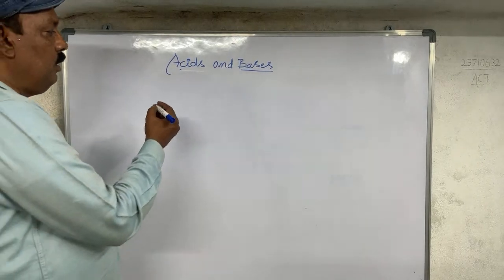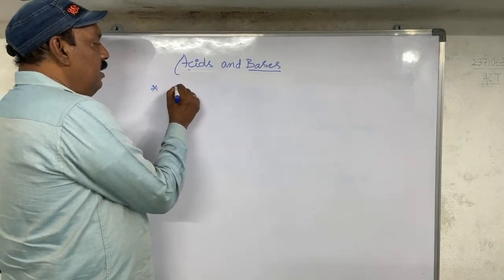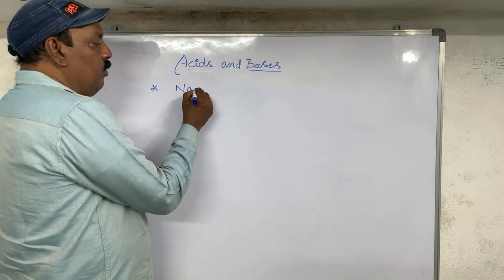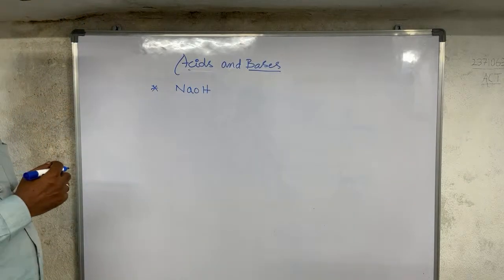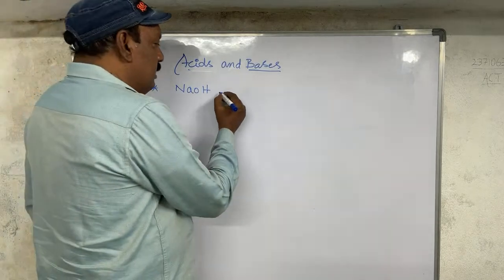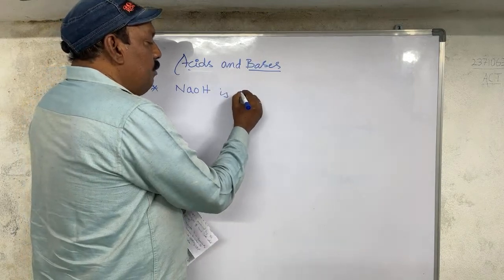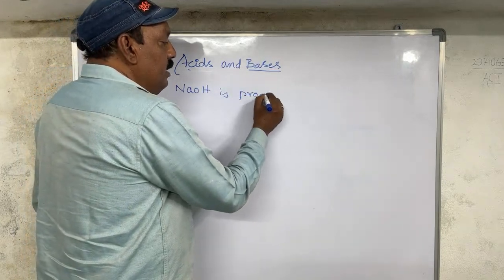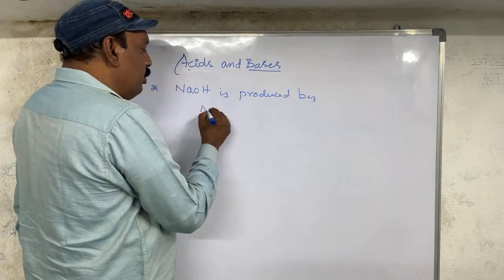Now here one important point is there. We want to produce NaOH, one strong base. Then immediately you can electrolyze. That means sodium hydroxide is produced by electrolysis of sodium chloride.